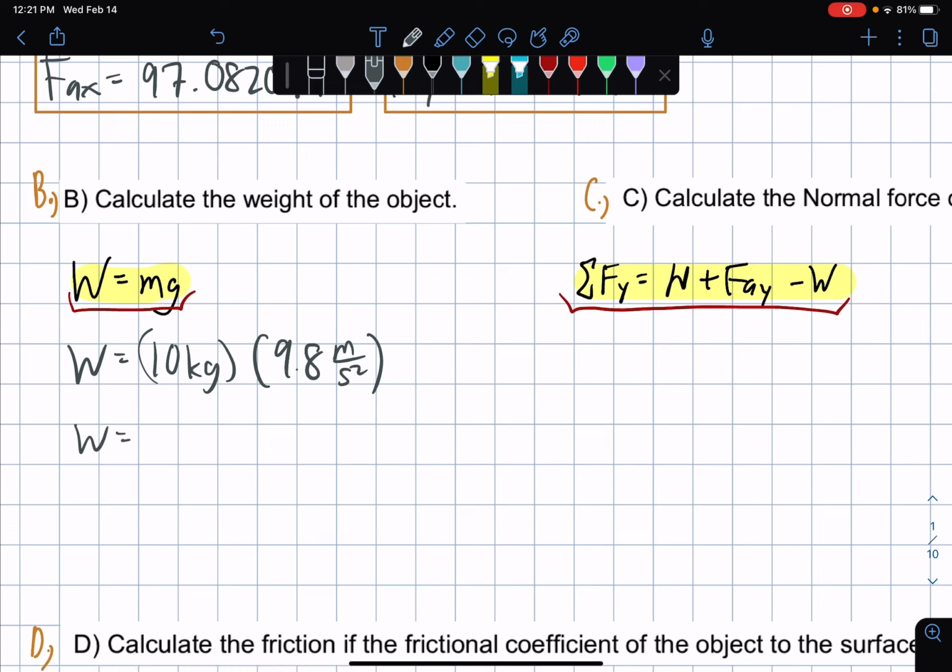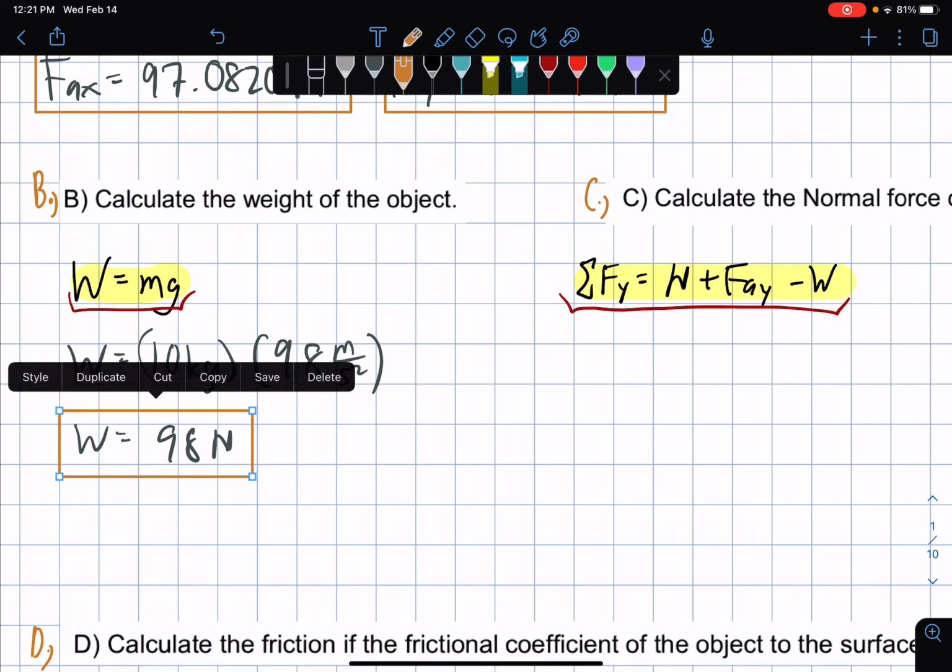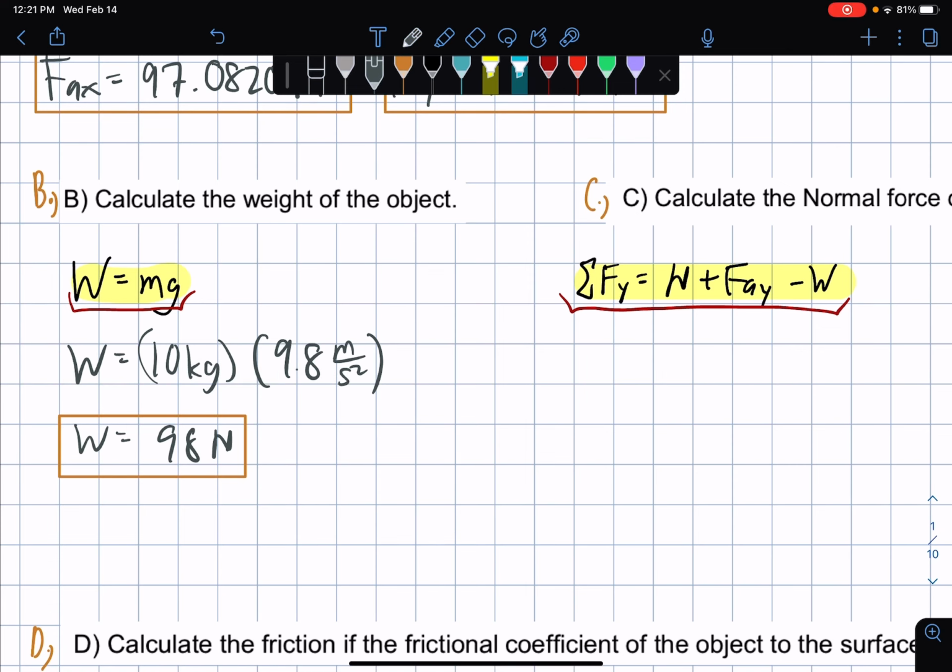We don't really have to use a calculator for this. Just move the decimal point to the right because we have 10 over there. So 98, I believe. Yeah, it's 98. So kilogram times meter per second squared is basically Newton. So weight is equivalent to 98 newtons.